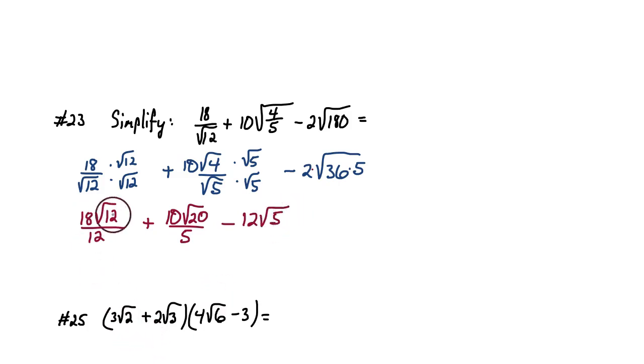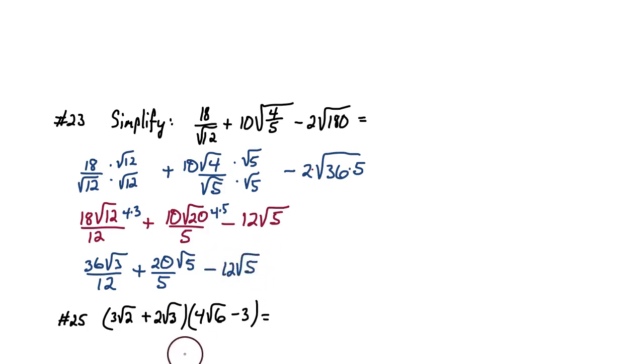Let's do a little bit more work, because while the square root of 12 is not a perfect square, we can factor the 12. Think of 12 as a 4 times a 3. Likewise, think of 20 as a 4 times a 5. So this becomes 18 times 2, which is 36, and the 3 stays in the radical. Here in the middle, this becomes 10 times 2, which is 20, and the 5 stays in the radical. And then on the end, there's not really anything we can do. Let's just write that down.